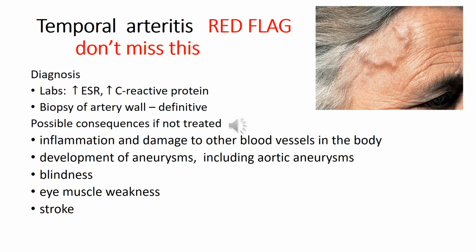To help confirm the diagnosis of temporal arteritis, labs may be drawn, and results may present with increased ESR and increased CRP. A biopsy of an artery wall is also another definitive measure. If left untreated, possible consequences are inflammation and damage to other blood vessels in the body, development of aneurysms, blindness, eye muscle weakness, or stroke.